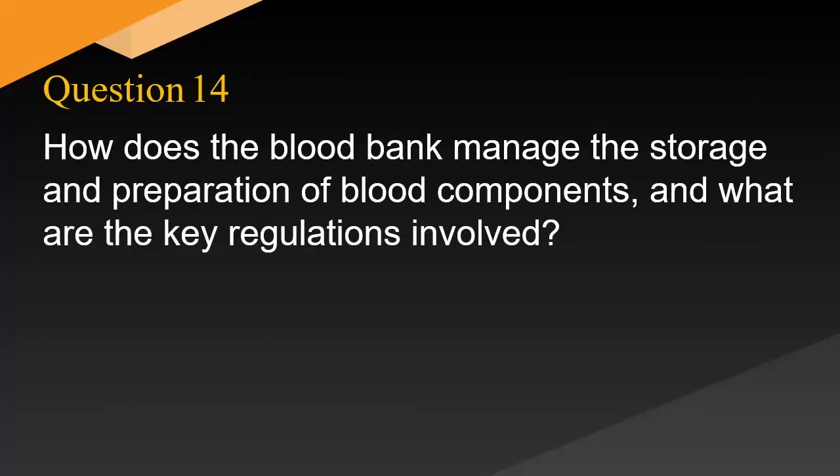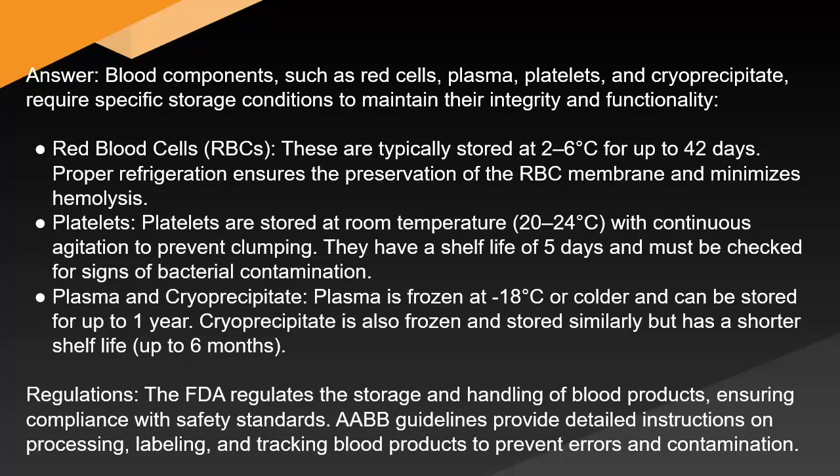How does the blood bank manage the storage and preparation of blood components, and what are the key regulations involved? Answer: blood components such as red cells, plasma, platelets, and cryoprecipitate require specific storage conditions to maintain their integrity and functionality. Red blood cells (RBCs): these are typically stored at 2 to 6 degrees Celsius for up to 42 days. Proper refrigeration ensures the preservation of the RBC membrane and minimizes hemolysis.